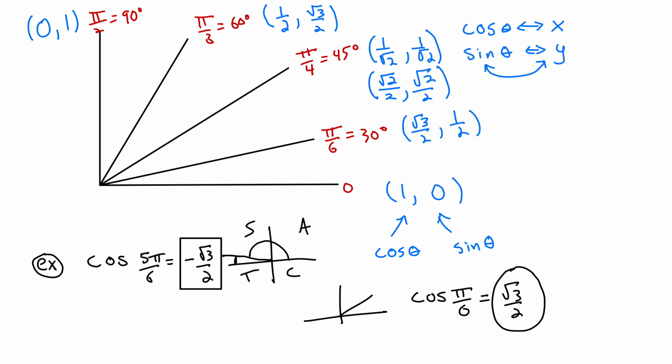So we essentially use quadrant 1 to find the value of a trig function for a specific angle, and then we use All Students Take Calculus and reference angles to figure out if it's positive or negative. That's the main idea.